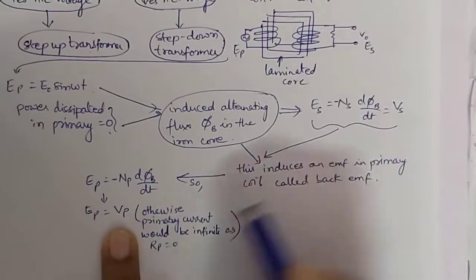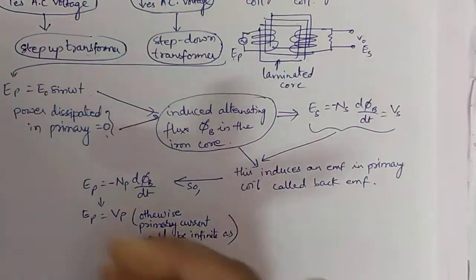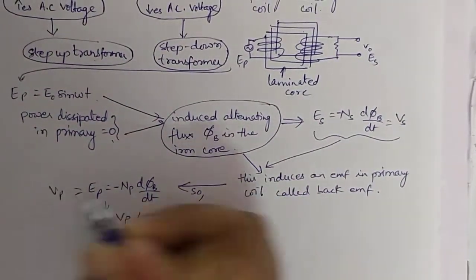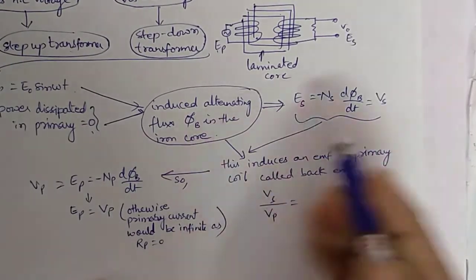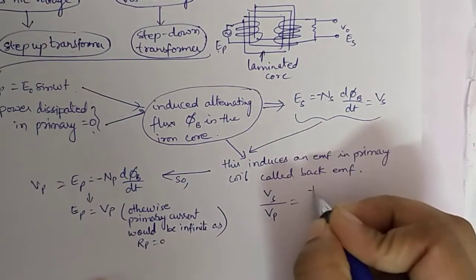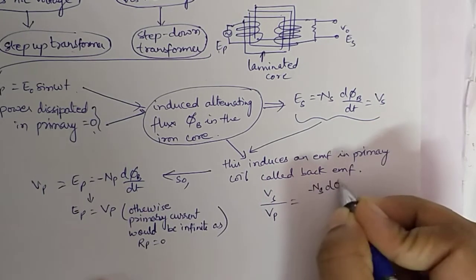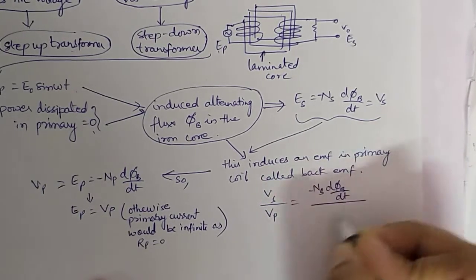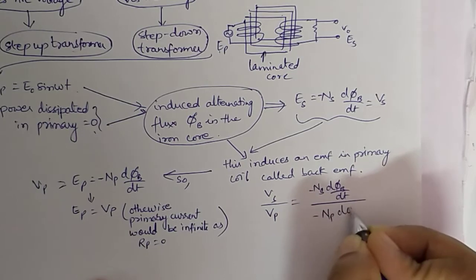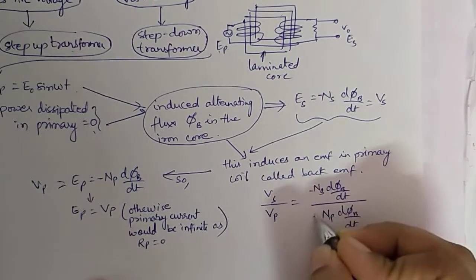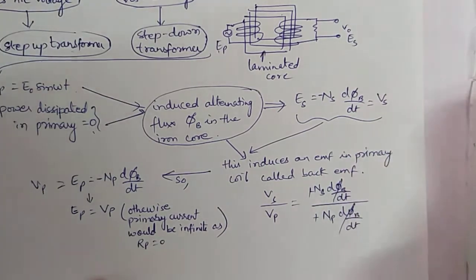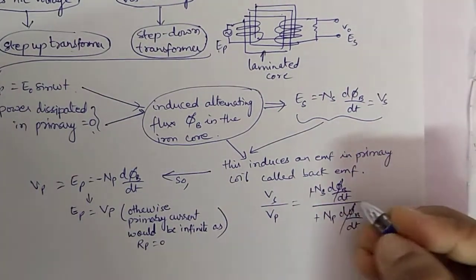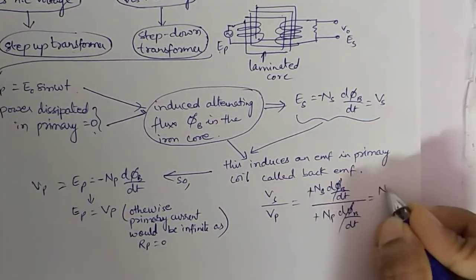Now if we consider the Vs and Vp expressions, I can write this as Vp. So if I do Vs by Vp, what will happen? You just see, for Vs it is minus ns d phi B by dt, and for this it is minus np d phi B by dt. So minus minus cancel, d phi B cancels, because we consider the total flux is linked between the two coils, there is no loss of flux. So it is ns by np.